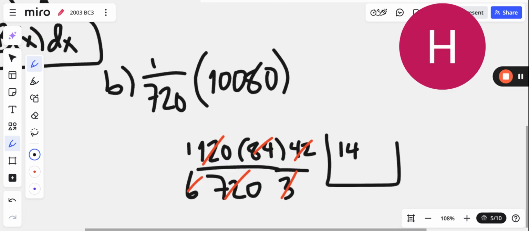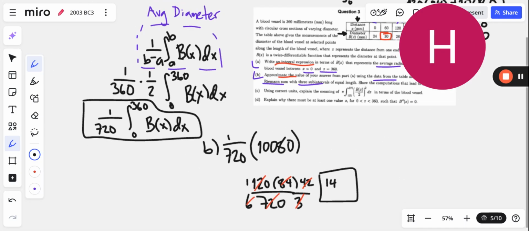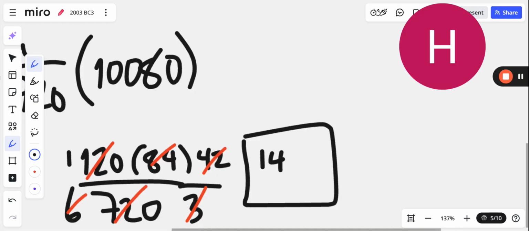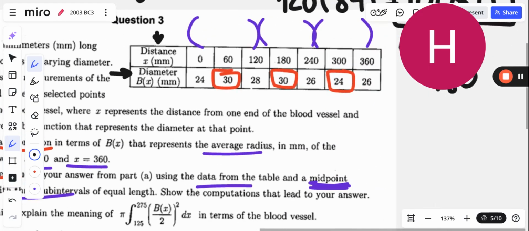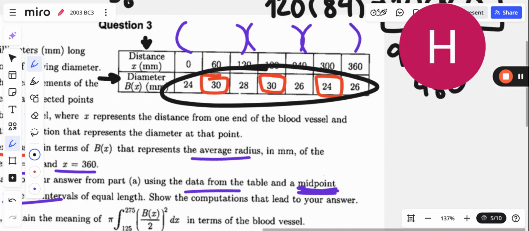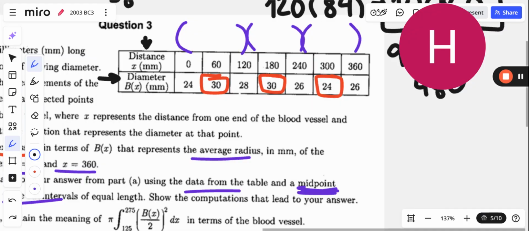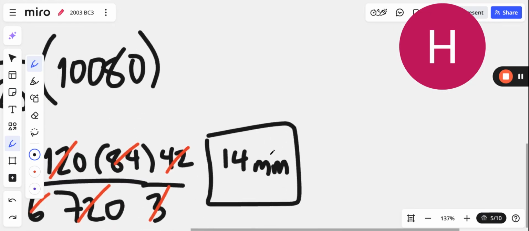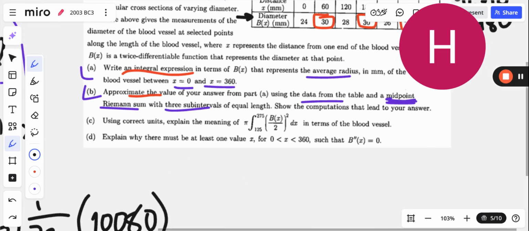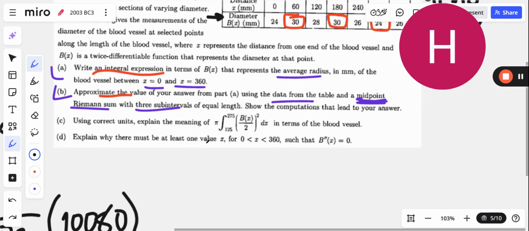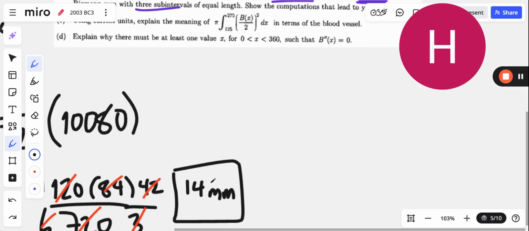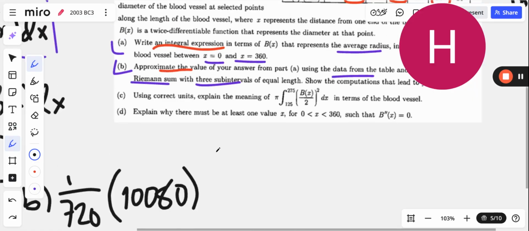So this is 14. Yeah, that's the average radius, and it's going to be in millimeters. And this makes sense because the diameters are all sitting around 28, 27, 29, 30, right? Half of that is 14, so seems reasonable. Perfectly reasonable. It does say show the computations. I'm surprised it doesn't say to use correct units on that one, but still you should use correct units on that one.